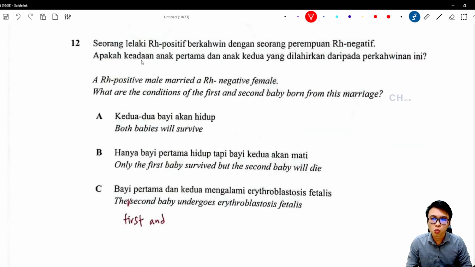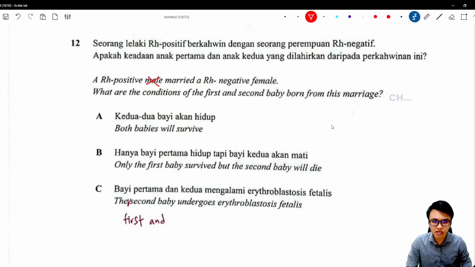Question 12. A rhesus positive male married a rhesus negative female. What are the conditions of the first and the second baby born from this marriage? Normally we don't care about the male because he is not the one who carries the baby, correct? But why does the question mention the rhesus positive male? Because the male provides the sperm, I mean, provides the DNA, to let the baby have a chance to get rhesus positive blood.